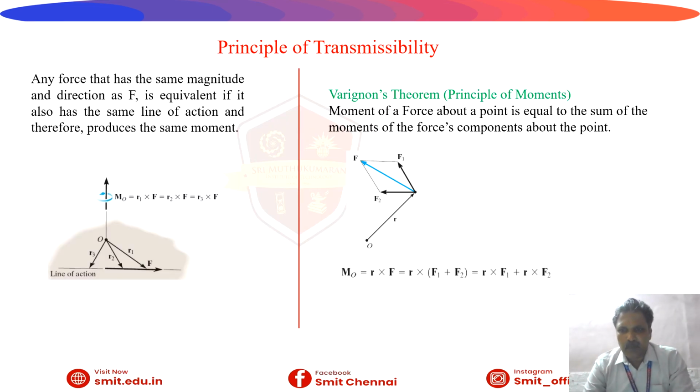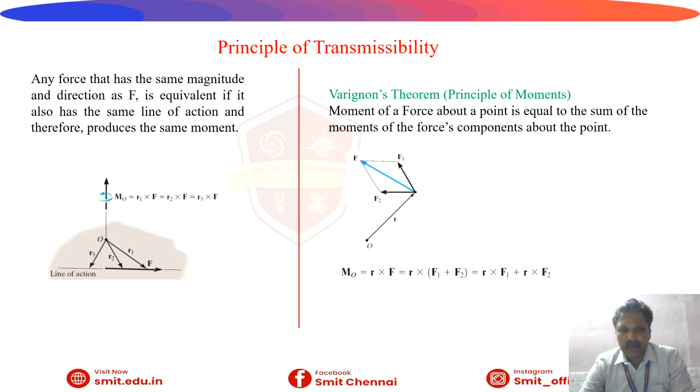Now this is the principle of transferability. Any force that has magnitude and direction F is equivalent if it also has the same line of action, and therefore produces the same moment. That is one important consideration we have to look at. See in this, various forces are acting at various points, but they produce the same moment, having the same line of action. That is the important thing. We can see MO equal to R1 into F, which is equal to R2 into F, equal to R3 into F.